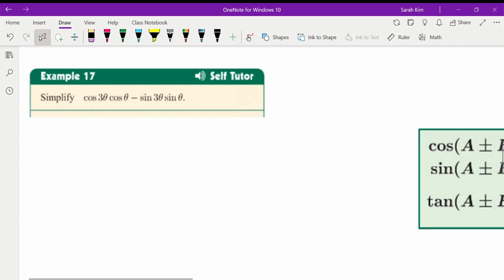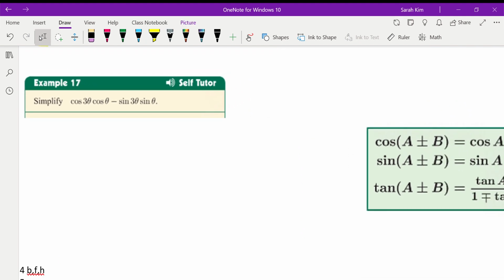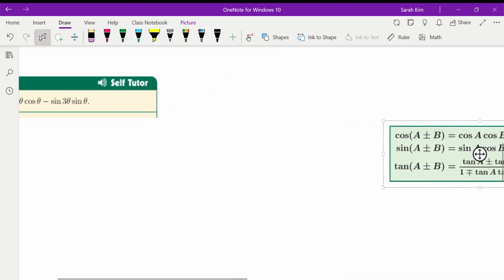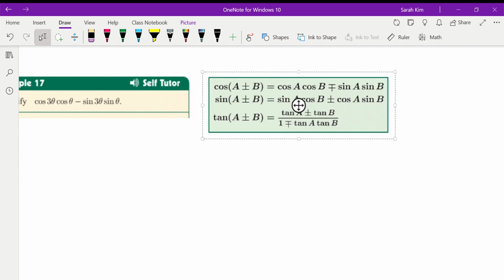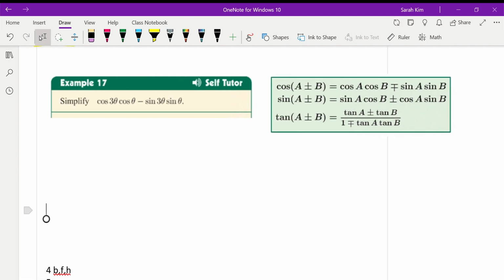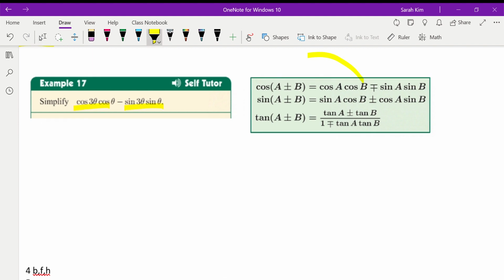So now we want to simplify this little guy. I'm going to bring this over a little bit so we can use it. Let's have a look at what it looks similar to. I can see that there are 2 parts to it, so it's going to be a reverse version. I also notice that it's cos, sine, so I know that it's going to be cos.